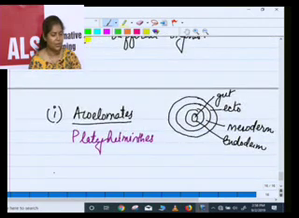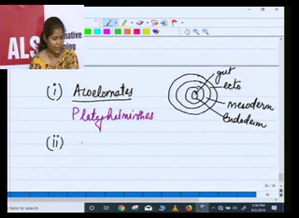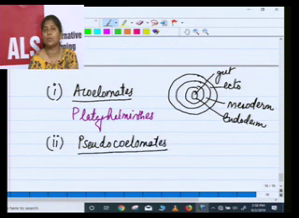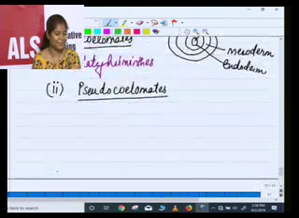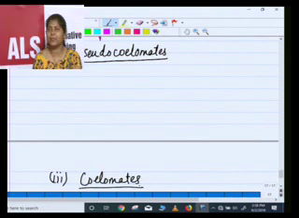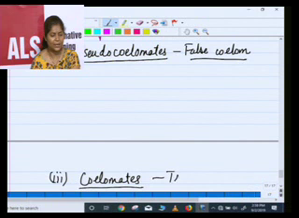Clear? Next we will talk about the categories. There are three categories. One is pseudocoelomates. Pseudo means false. And we have coelomates. Coelomates means having true coelom. Pseudocoelomates have a coelom but it is false, and the others are true coelomates.